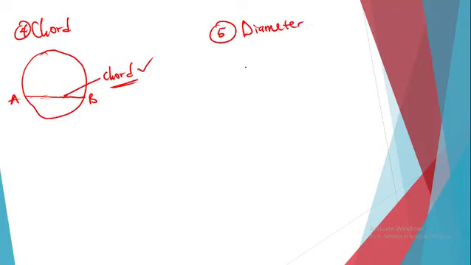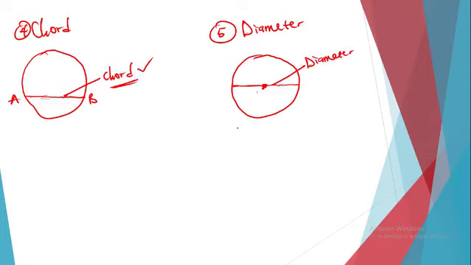Okay. And the diameter is a chord which passes through the center of the circle and is twice the length of the radius. Okay. We have something like this, and here is the center of the circle. Now remember, from the center of the circle to this point is a radius. Is that correct? And from here to here also is a radius. But the combination of these two radii gives us what we call diameter.